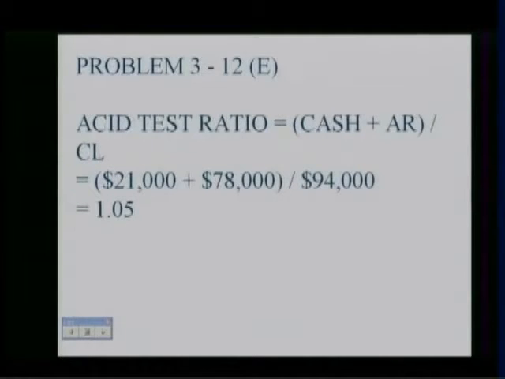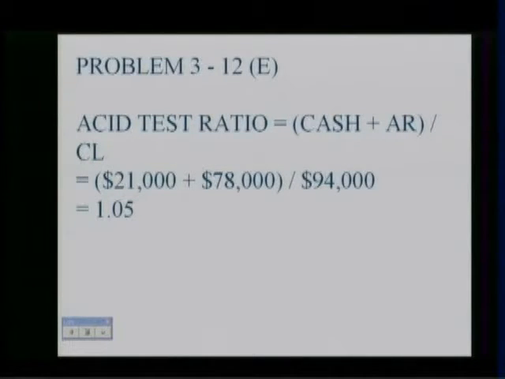The last thing they ask you for is the acid test ratio. Remember, this is a gauge of how well they're controlling their current debt to their current assets. The current assets meaning those assets that can quickly change into cash. If you look at this company's current assets, they only have 3: cash, accounts receivable, and inventory. Inventory is never included in the acid test ratio, so you only have 2, cash and accounts receivable. So you add $21,000 and $78,000, divide it by $94,000. You end up with an acid test ratio of 1.05.